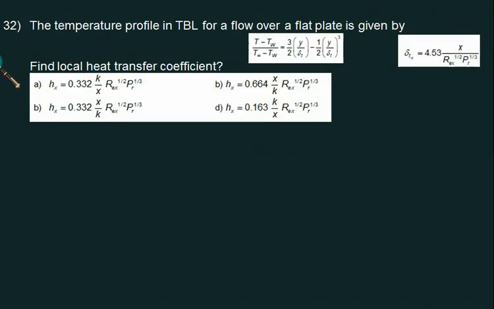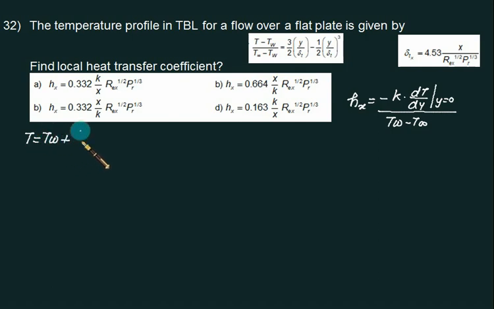The temperature profile is given to us and delta T x is given to us. We have to develop the correlation for this. So we have Hx equal to minus k into dT/dy at y equal to 0 upon Tw minus T infinity. We have T equal to Tw plus T infinity minus Tw into bracket 3 by 2 y by delta T minus 1 by 2 y by delta T cubed.